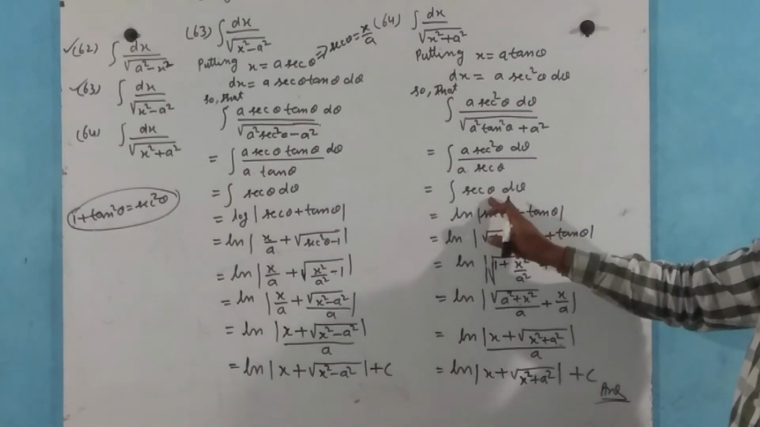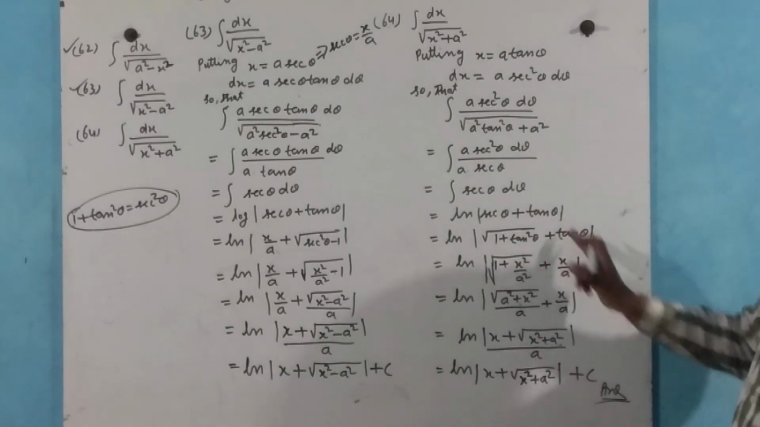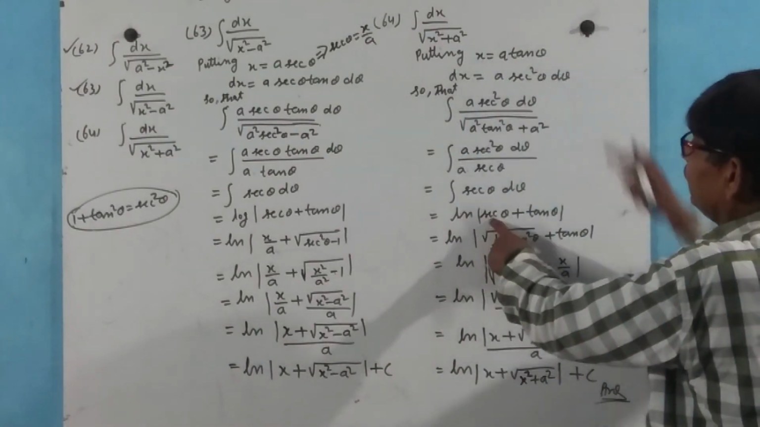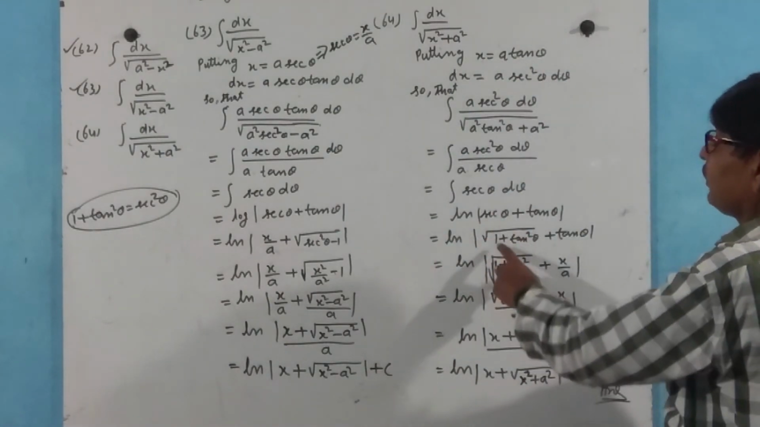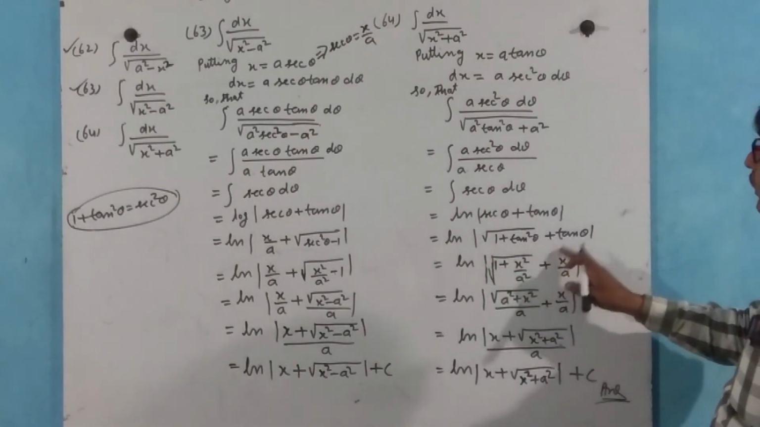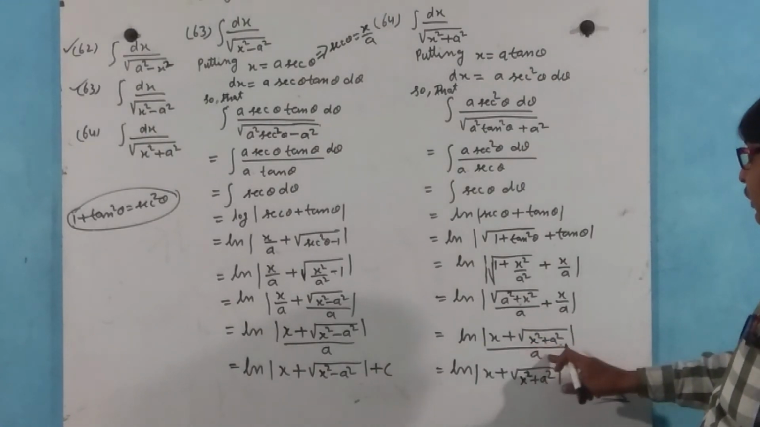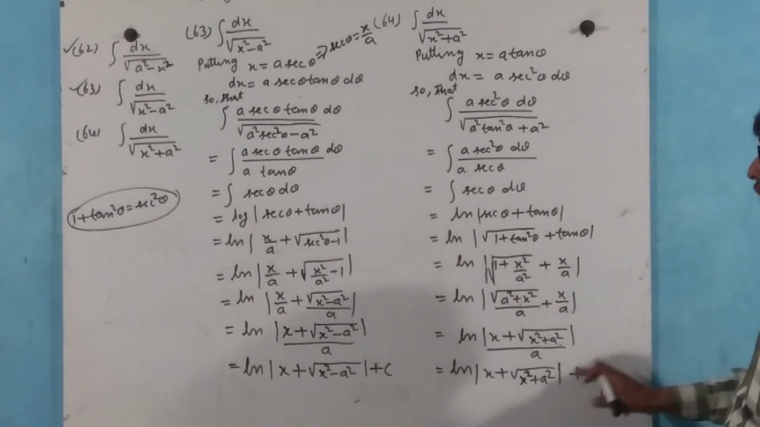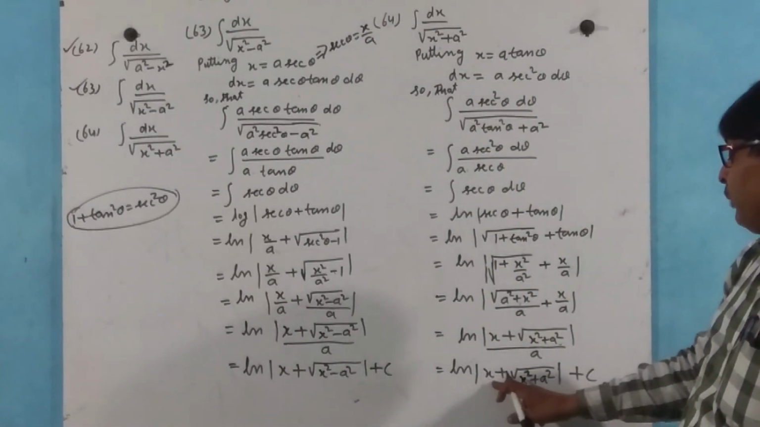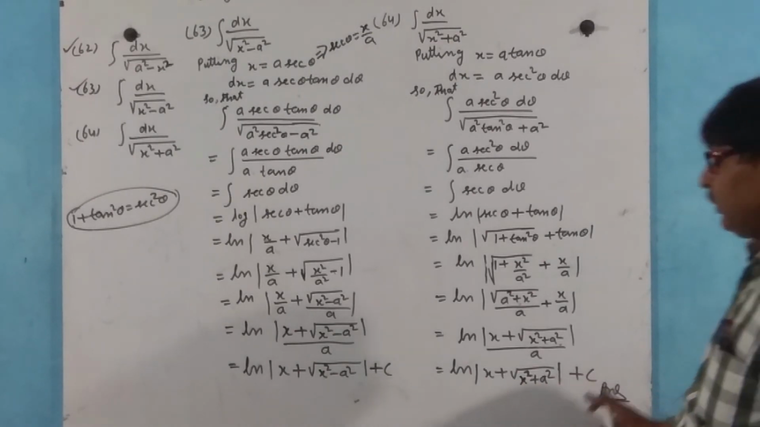The integration of sec theta equals log of sec theta plus tan theta. And here tan theta equal to x by a, so that sec theta equal to under root 1 plus tan square theta, putting the value of tan theta. Similarly here comes a, this goes into the integrating constant, so that the integration of this is ln mod of x plus root x square plus a square plus c.